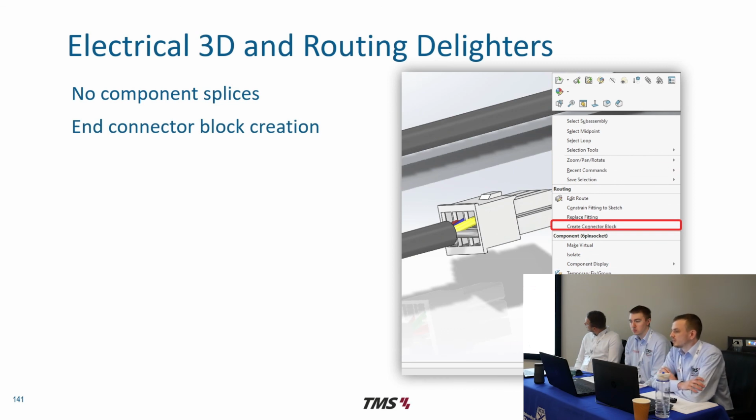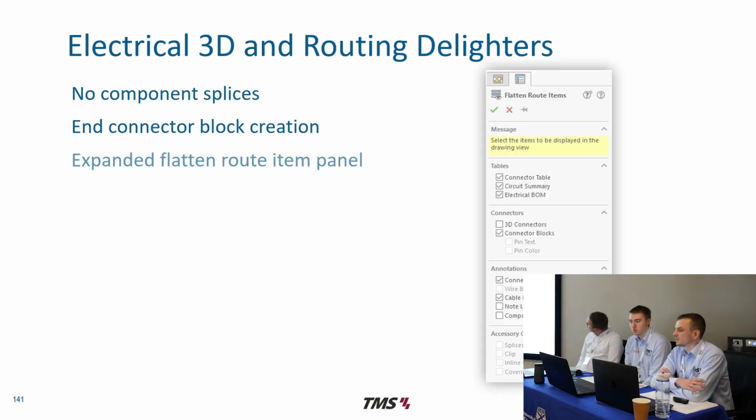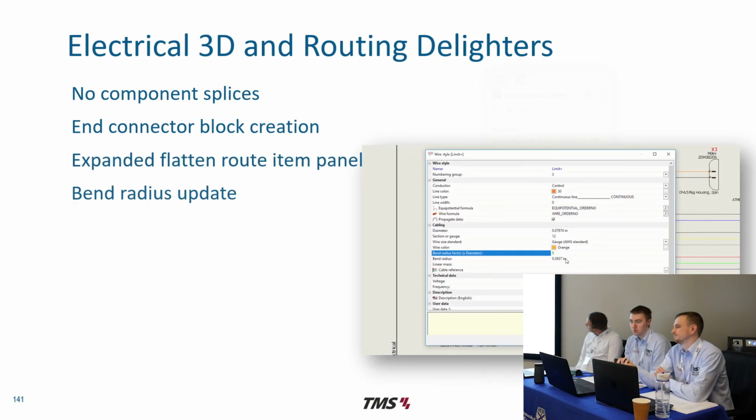The new little addition as well is we also have the option to create connector blocks in there. So all we need to do is simply right click on one of our end connectors in there, and it'll create one of those blocks for us. Now this one links up nicely with our next little option here, where we now have more options when it comes to flatten route. And the option I'm talking about is that connector blocks option in the middle of the screen there. So all those connector blocks that we've created from the 3D model can now be brought through to our flatten route drawings, again making life a little bit easier instead of having to do it manually yourself.